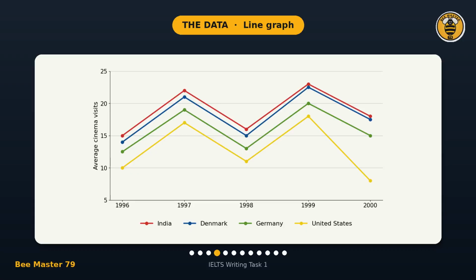Now the line graph. It compares cinema visits across 4 countries: India, Denmark, Germany, and the United States. They all share the same shape with two peaks in 1997 and 1999 and a dip in between. India stays on top throughout, while the United States stays at the bottom, dropping to only about 8 visits by 2000.